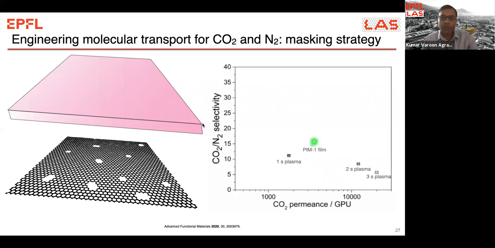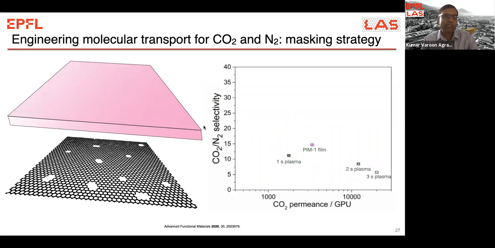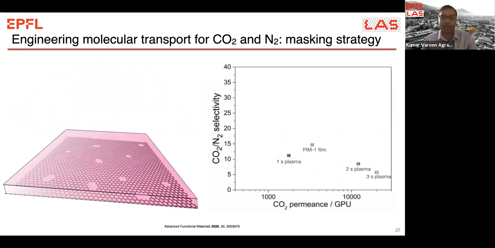But we wanted a proof of principle, we wanted to see what happens, right? In this case, we made membranes with plasma. Here is a graphene nanopore made with 1 second plasma. And then what we do, we take the PIM1 and cover it on top of graphene. What we see is something very interesting. Once you cover it with PIM1, you see a sharp rise in the selectivity. This is an increase of more than 3-fold, right?